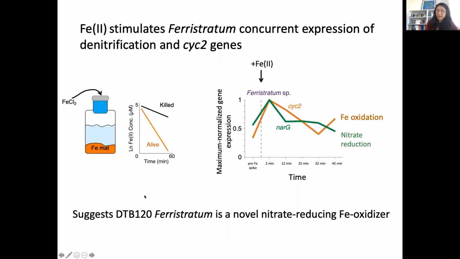And so we go back to our incubation experiment, which is our only tool for assessing activity in these mixed community systems. But we use genome-resolved transcriptomics in order to look at the activity of particular organisms. And this time we're looking at the fairy-stratum. And when we add iron and we look at the gene response, we see the coincident increase in both the nitrate reduction gene and the iron oxidation gene. And so this suggests that the activity of this DTB120 fairy-stratum is the nitrate reduction coupled to the iron oxidation, which is the best we can do without trying to isolate.